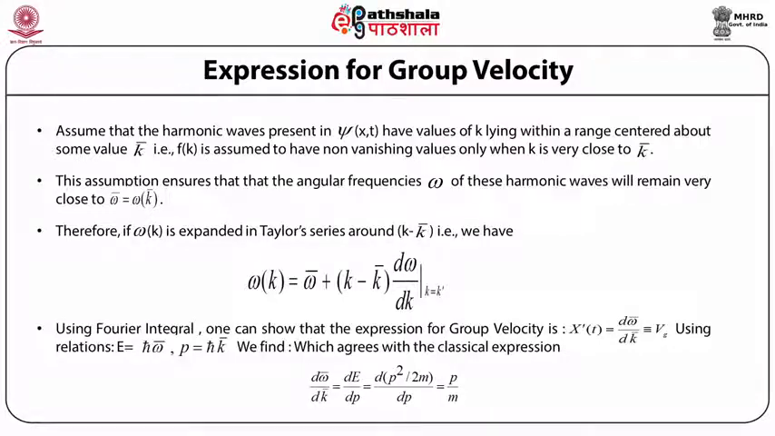p squared by 2m, or in other words, the derivative with respect to momentum of the energy given by p squared by 2m, and this gives us the final relation, which is dω̄/dk̄ equal to p by m. Here, the group velocity denotes the velocity of the particle with which the particular wave packet is associated.